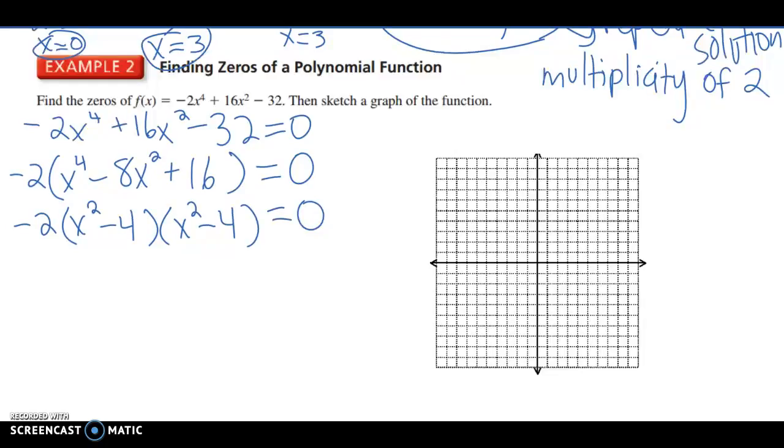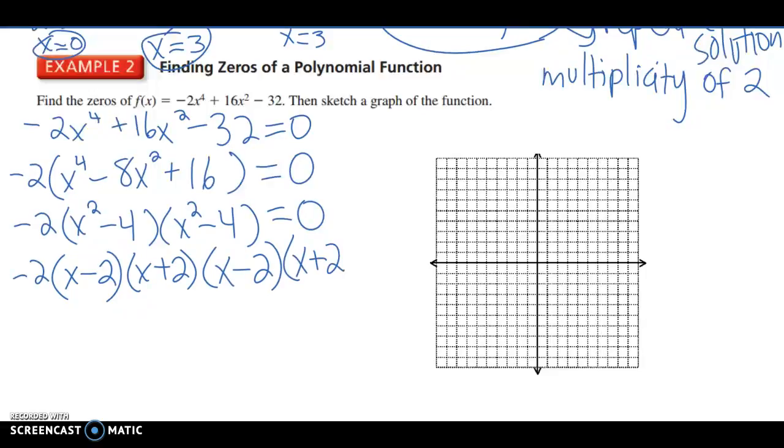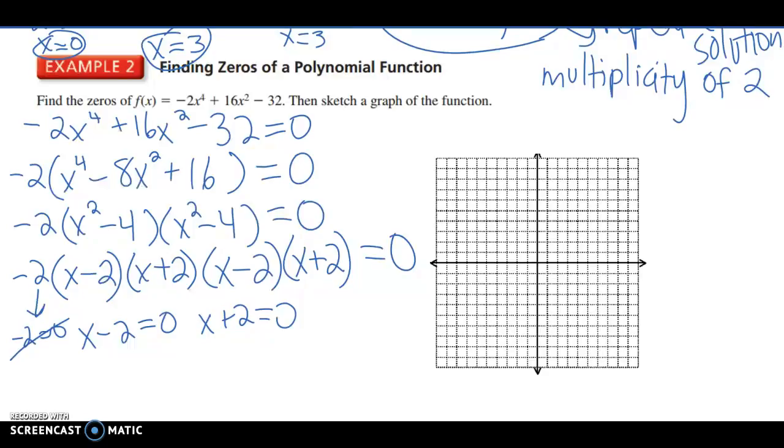And then I know that x squared minus 4 can be factored. It's a difference of squares, so it can be (x minus 2) and (x plus 2). And I can do that again for both parts. Now I want to set each of my factors equal to 0. If I set negative 2 equal to 0, that doesn't make sense, so that just drops out. And then I'm going to set x minus 2 equal to 0 and x plus 2 equal to 0. I don't need to write it again the second time because that just gets me the same answers.